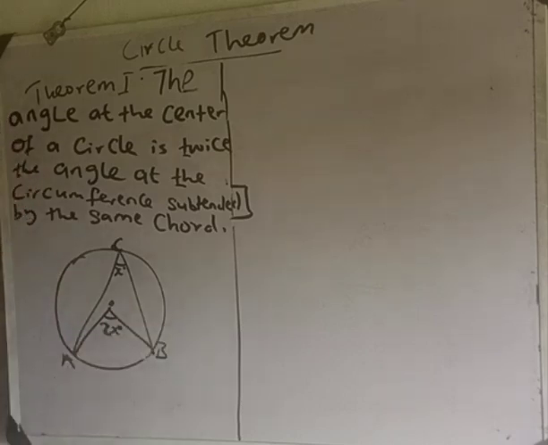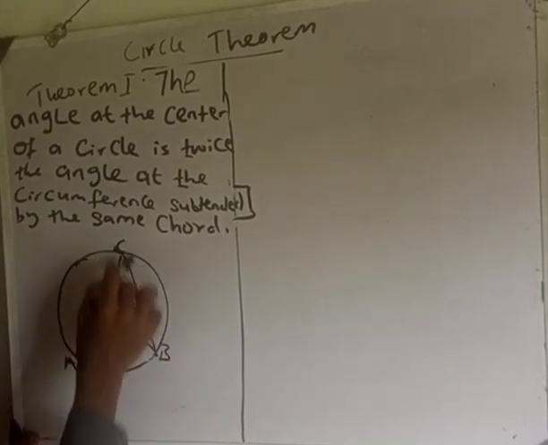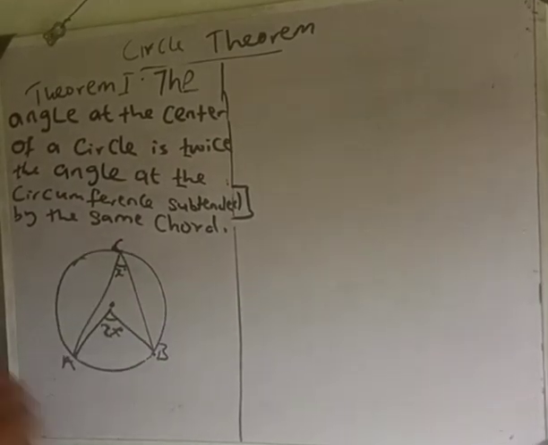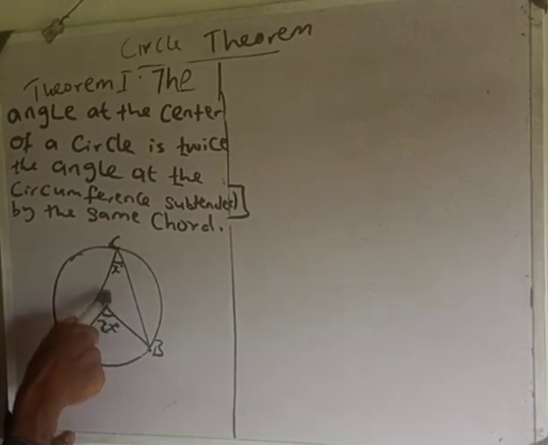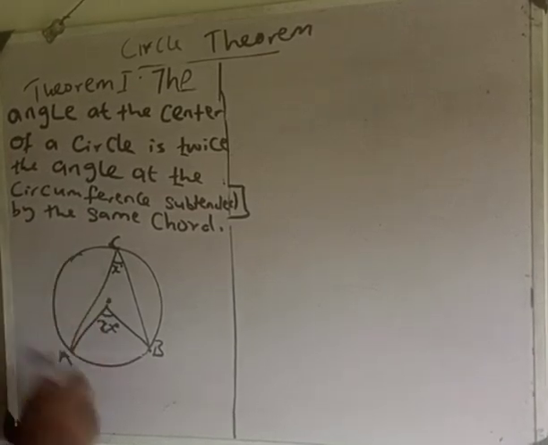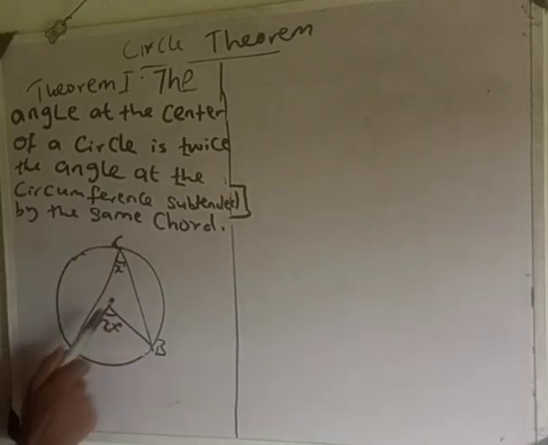Let me explain. Now, in this circle, we have 3 points on the circumference. We have A, we have B, and we have C. Also, we have 1 point at the center, which we call O. Is that okay? That is the center of the circle. So we have A, B, C, and we have O.